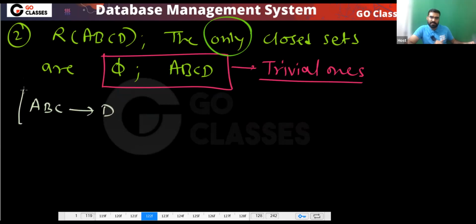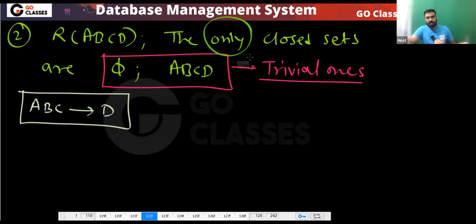Can I guarantee this? Why can you guarantee, Yuvraj? What is the reason you can guarantee this? Because ABC is not closed, right? Because ABC is not closed, so it should give you something extra. Agree? If something is not closed, then it should give you something extra.